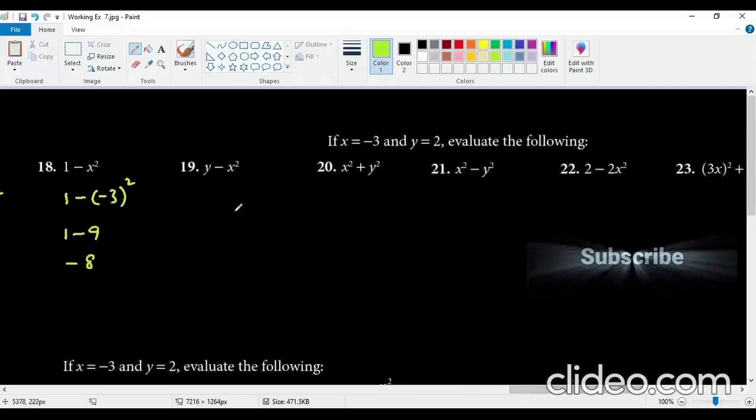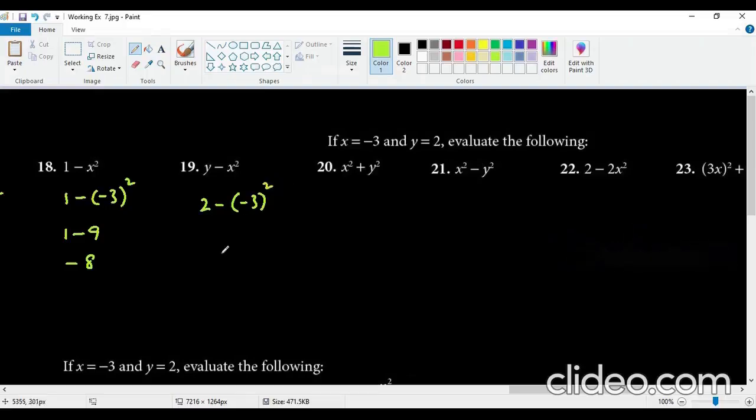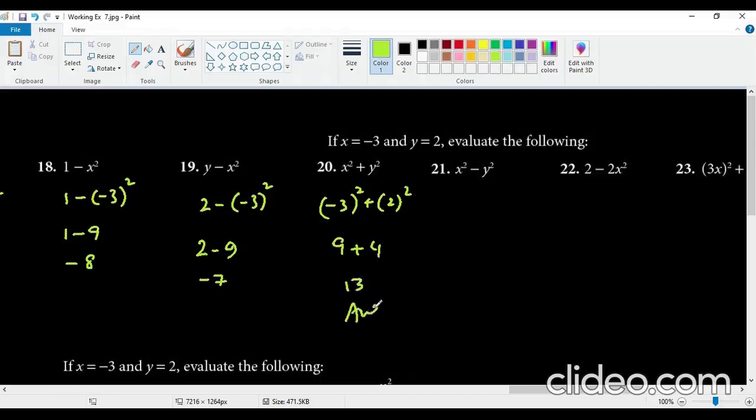Now the value of y is 2, minus x², which means minus (-3) squared. That means 2 minus positive 9, so it's going to give you a negative 7. x² means negative 3 squared plus y², which is 2 squared. That means this is going to give you 9 plus 4. 13 is going to be your final answer.